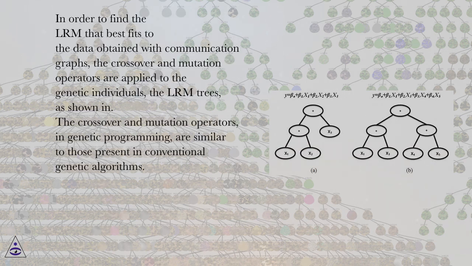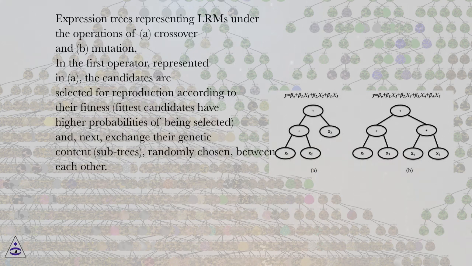In order to find the LRM that best fits the data obtained with communication graphs, the crossover and mutation operators are applied to the genetic individuals, the LRM trees, as shown in the figure. The crossover and mutation operators, in genetic programming, are similar to those present in conventional genetic algorithms. Expression trees representing LRMs under the operations of A. Crossover and B. Mutation. In the first operator, represented in A, the candidates are selected for reproduction according to their fitness. Fittest candidates have higher probabilities of being selected, and, next, exchange their genetic content, subtrees randomly chosen, between each other.